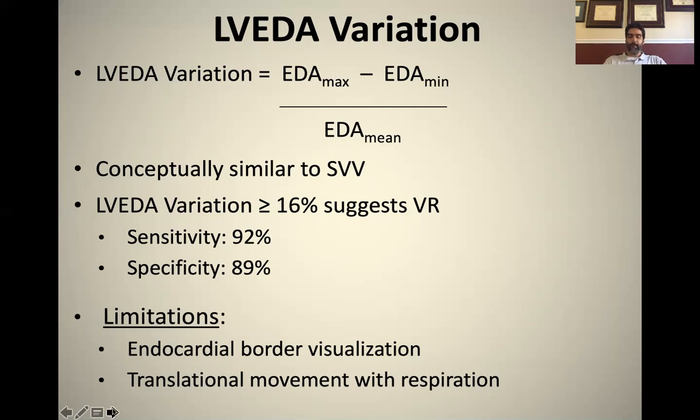Okay. So again, neither of these are nearly as good as using stroke volume as a way to quantify LV function. But if you cannot get the views to do stroke volume, then you can use fractional area change or LVEDA variation.